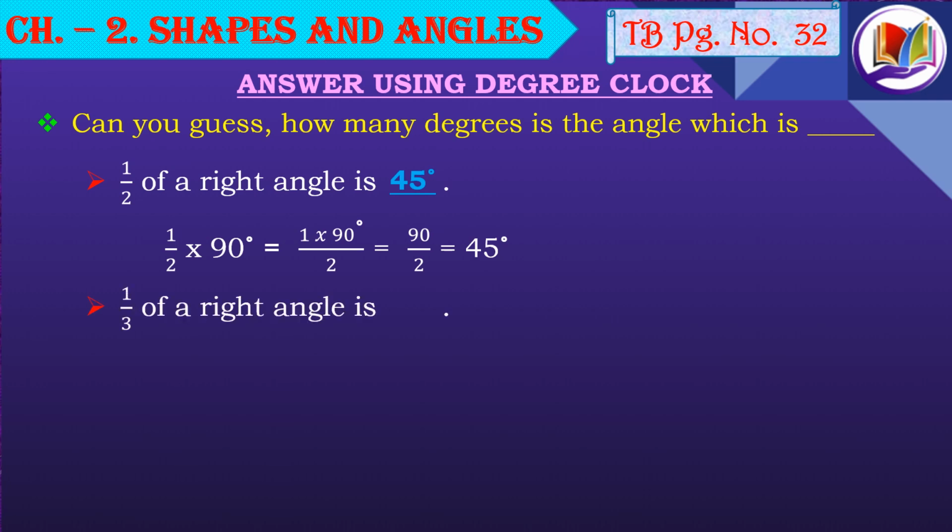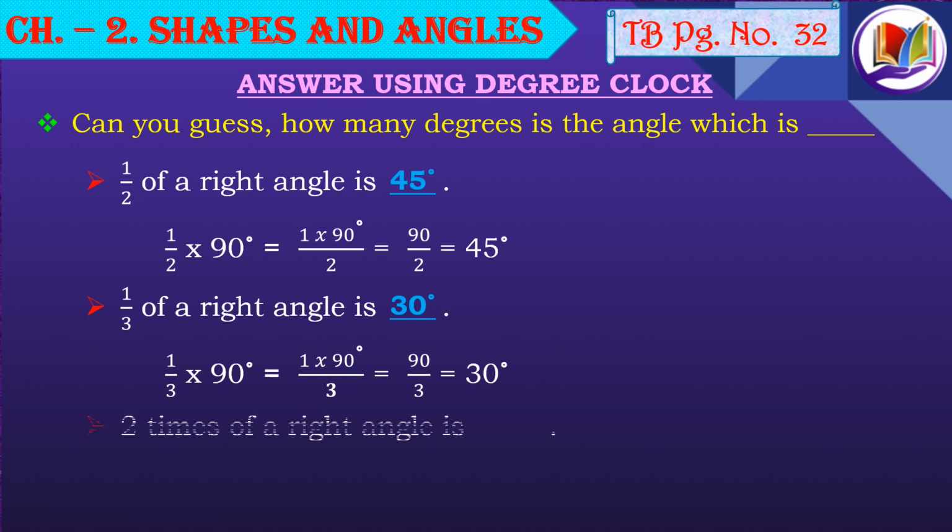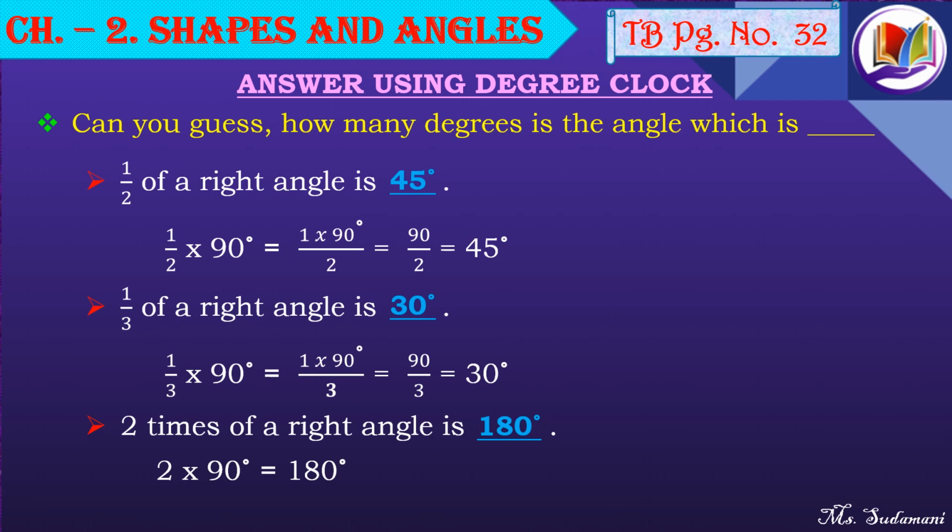What is 1/3 of a right angle? Well, 1/3 of a right angle means 1/3 of 90, that is 90 divided by 3, and that is equal to 30 degree. What about 2 times a right angle? 2 times means multiplied by 2. So 2 multiplied by 90 degree is 9 2s are 18, and adding the 0 at the end, 180 degree. Wasn't that simple?